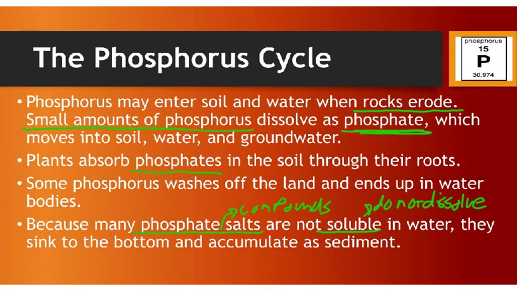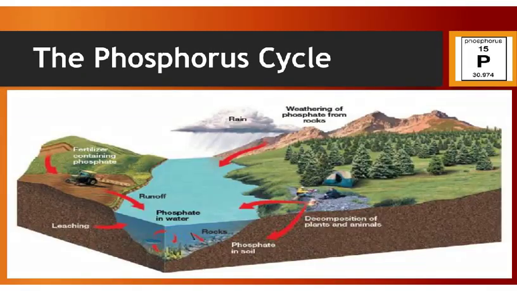So they don't dissolve in water, and then they sink to the bottom and accumulate as a sediment and become a rock again. And then that rock gets broken down by erosion and weathering and gets re-added to the soil and water. And that's one way the cycle happens. But the other way is the plants absorb the phosphorus, the phosphates of soil, and then they use it. And so here we see another little flow chart of what is going on.